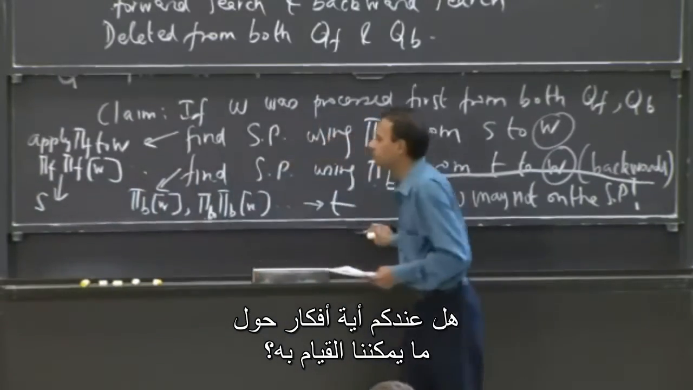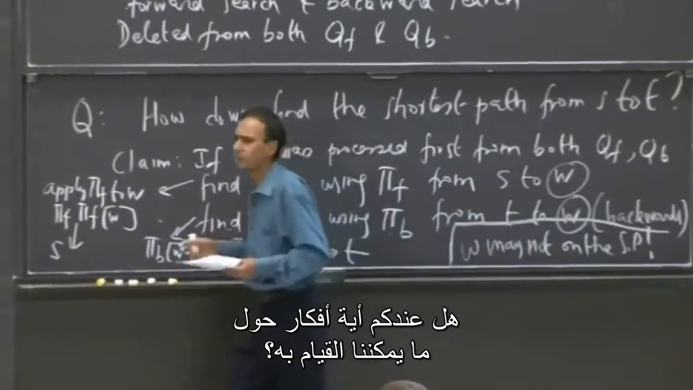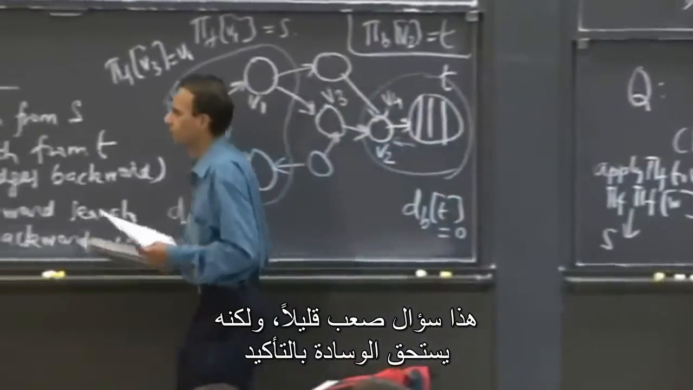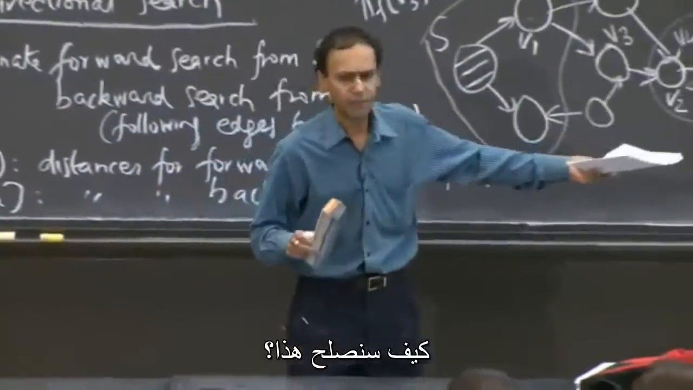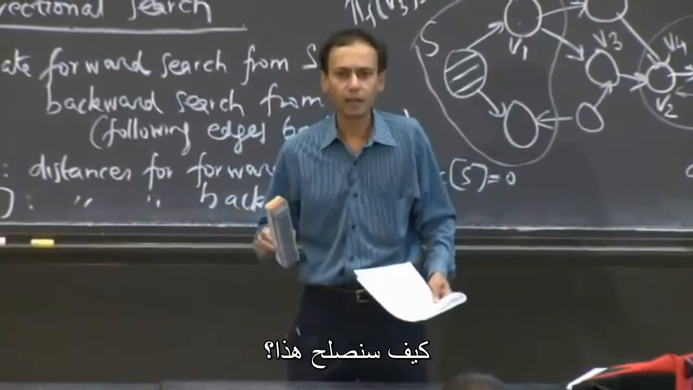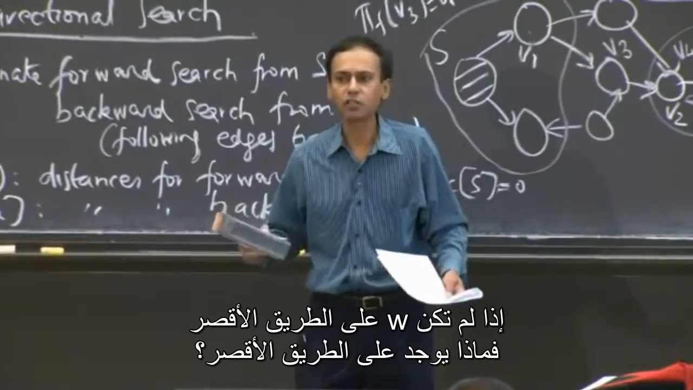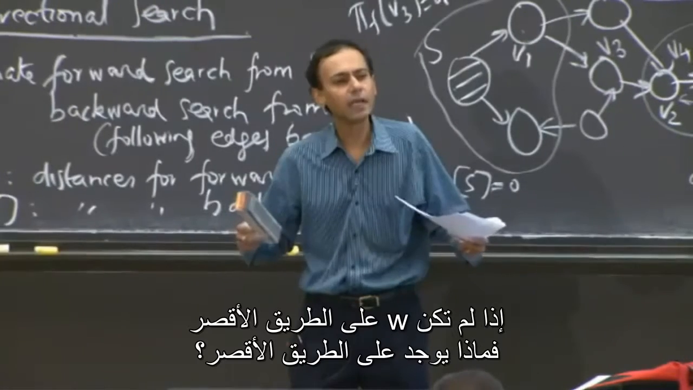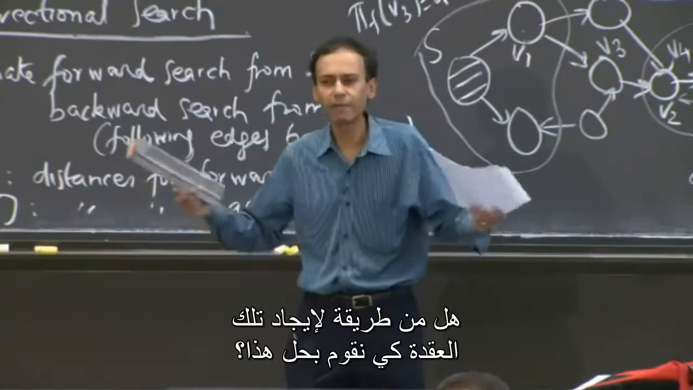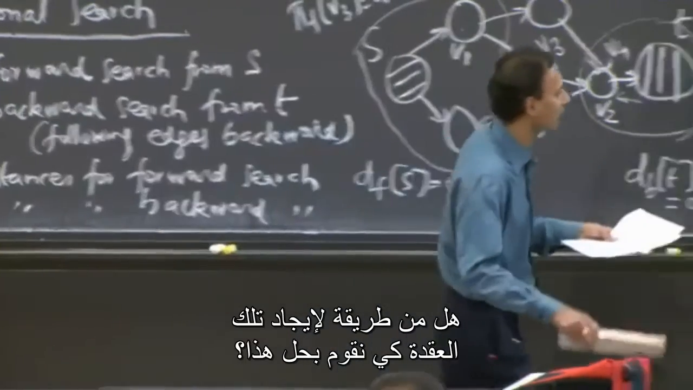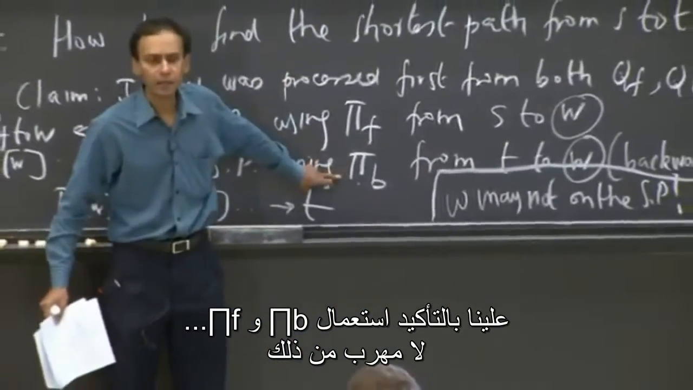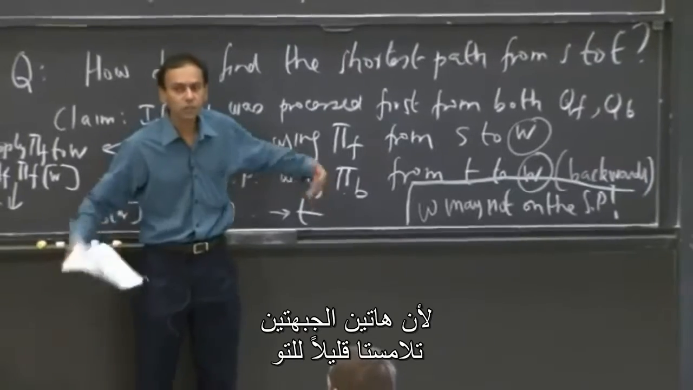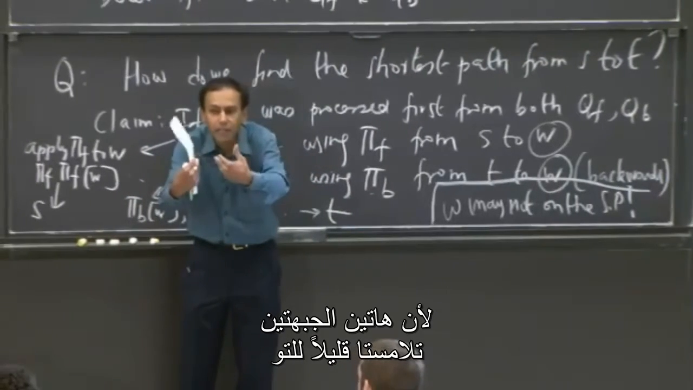Any ideas as to what we might do? This is a bit of an unfair question, but certainly worth a cushion. How do you think we can fix this? If W is not on the shortest path, what do you think would be on the shortest path? Is there a way of finding this vertex so we can break this up? We absolutely have to use both pi f and pi b. There's no getting away from that, because these two frontiers have just sort of barely collided.